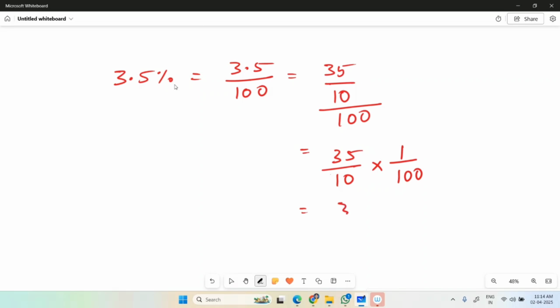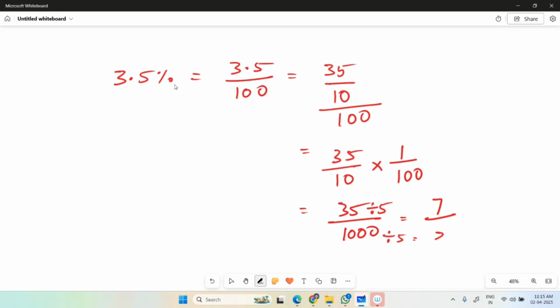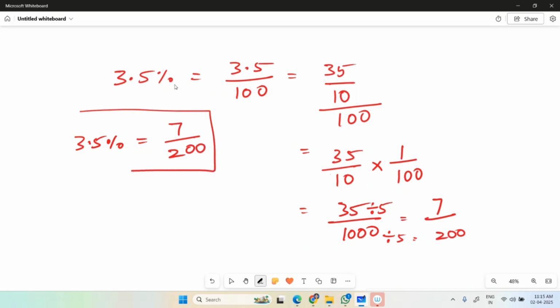So 35 times 1 is 35. 10 times 100 is 1000. So 35 by 1000, both are in the 5 times table. We can divide both the numerator and denominator by 5: 35 divided by 5 is 7 and 1000 divided by 5 is 200. So 3.5 percent, if we convert it into a fraction, the answer is 7 out of 200. Okay, this is how we solve percentages into fractions.